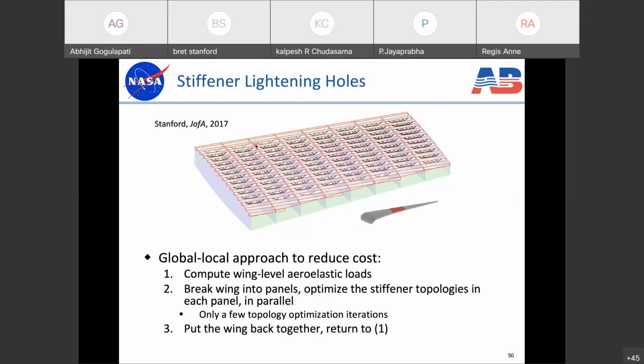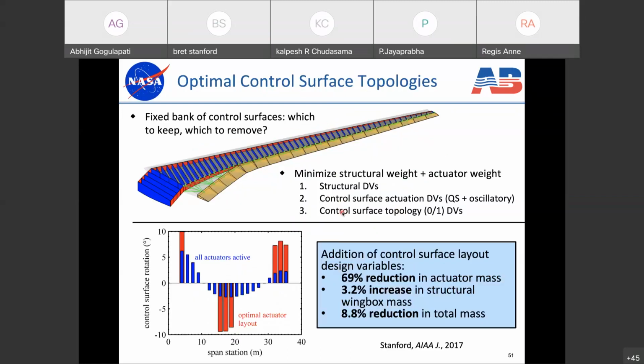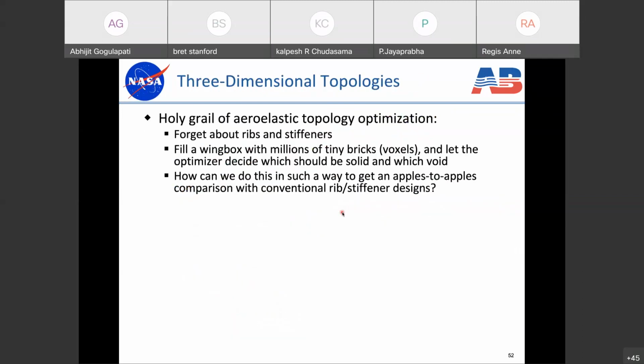We don't optimize to convergence. We only do a few topology optimization iterations. We don't want to go too far. And then we put the wing back together and we return to the wing level. We recompute the wing-level aeroelastic loads, which are going to be different now because the stiffness is all different. Then we break the wing into panels. We do a few more topology optimization iterations and so on. So this is something that worked quite well. I'm going to skip this as well. And so I'll just jump to the end here since I'm pretty much out of time.